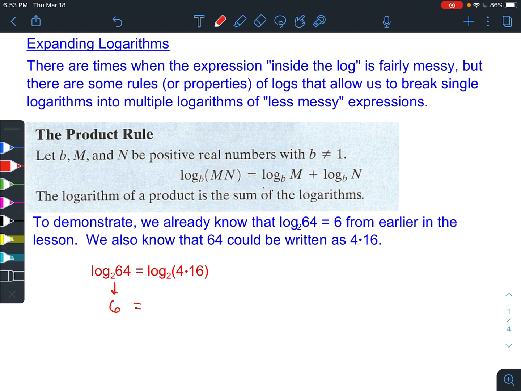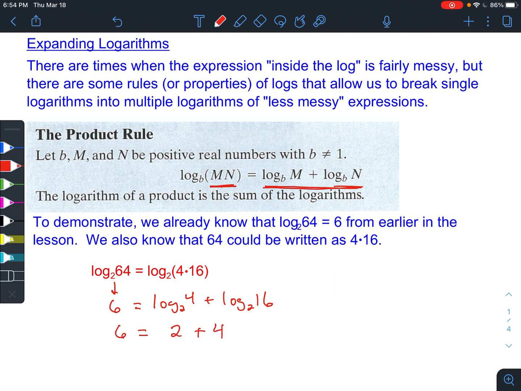Now, log base 2 of 4 times 16. If we use that property, I've got this multiplication, and apparently I can turn it into addition of two separate logs. That means we would get log base 2 of 4 plus log base 2 of 16. Let's see, log base 2 of 4. I can raise 2 to a power and get 4, and I sure can. That works out to be 2. And log base 2 of 16? Can I raise 2 to a power and land on 16? I sure can. That's 4.